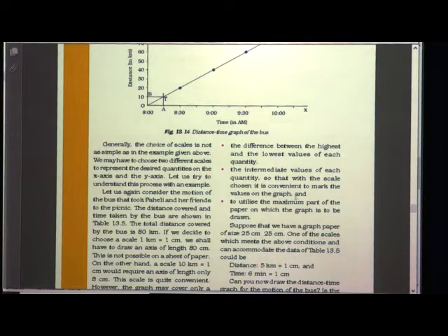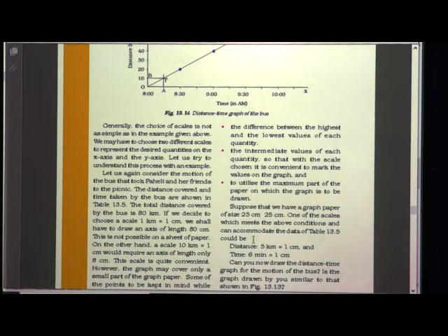So, to utilize the maximum part of the paper on which the graph is to be drawn, suppose that we have a graph paper of 25 centimeter by 25 centimeter. We know graph paper is in the square shape, so whenever it is a square shape, it means that the length is 25 centimeter and the width is also 25 centimeter. So one of these scales which meets the above conditions and can accommodate the data of table 13.5.